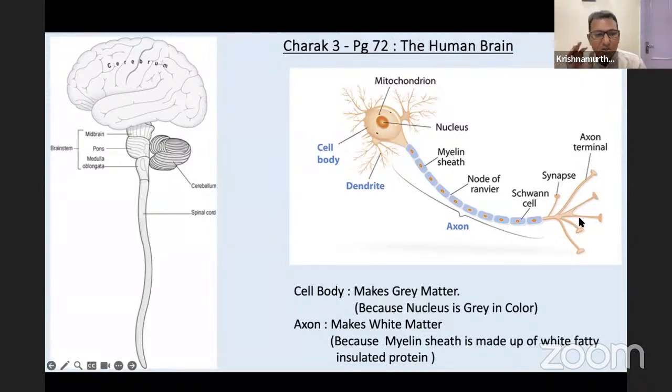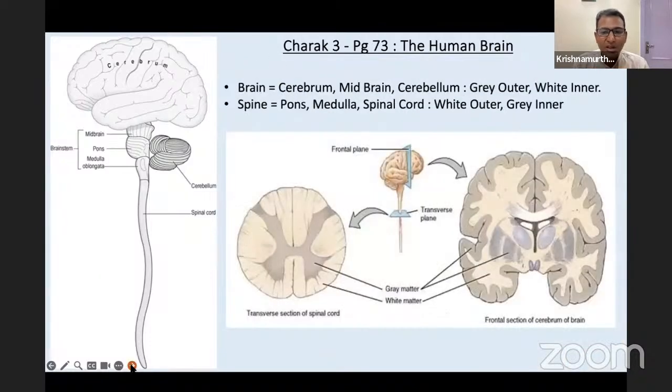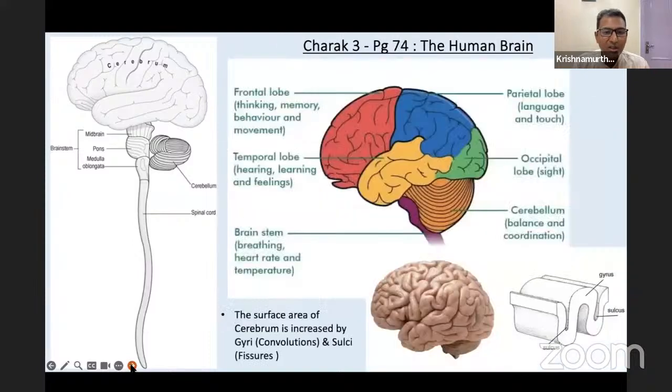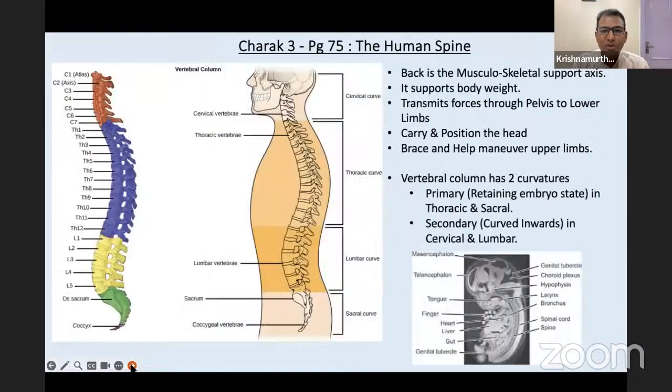Okay. So all the white matter, gray matter, we will not get into it. Functions of all the subparts of the brain, we will not get into it. Once again, white matter, gray matter, will not get into it. What are the functions of different lobes? We will not get into it. Functions of cerebrum, we don't get into it.